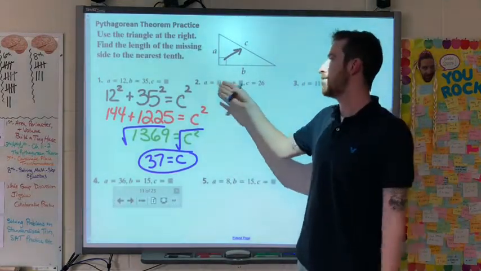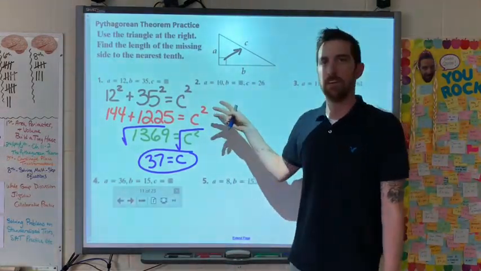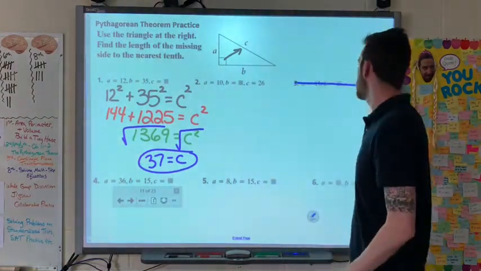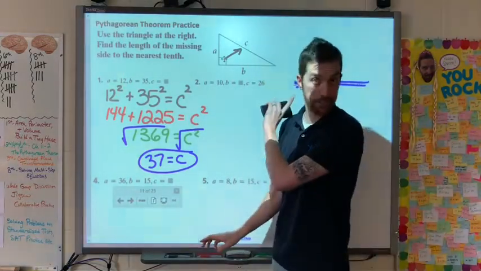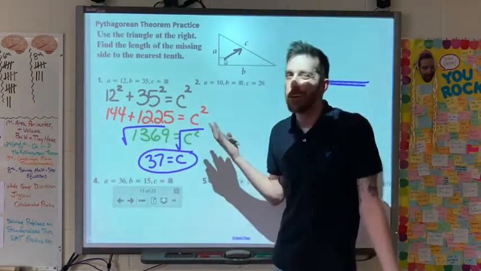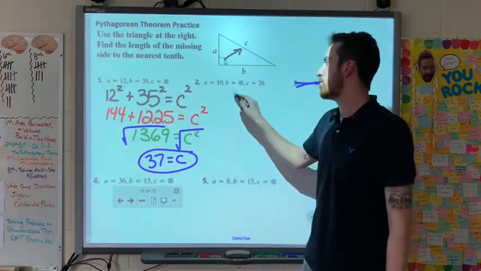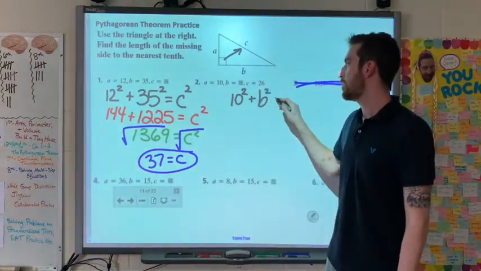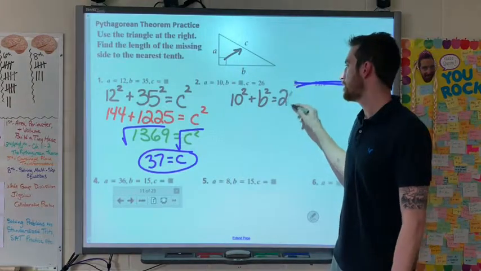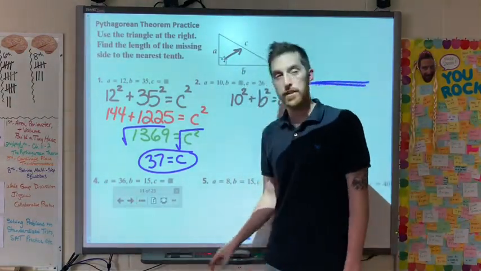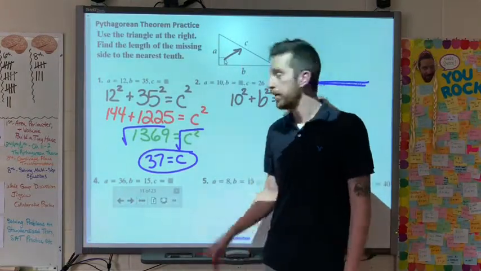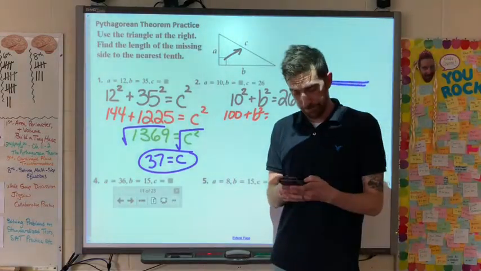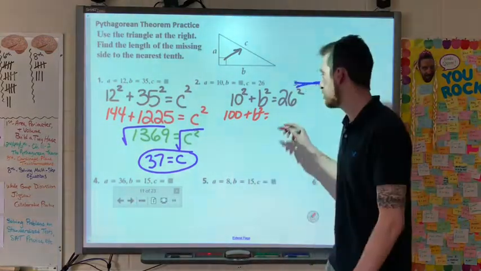Now on number 2, they give us A and C. We are going to need to find B. So I'm going to take up a little room from number 3. Don't tell number 3 though. You're still going to need to do number 3, but this marker writes big. So we've got A squared, so 10 squared, plus B squared, since we don't know B, equals our C, which is 26, so 26 squared. 10 squared is 100. 26 squared is 676.